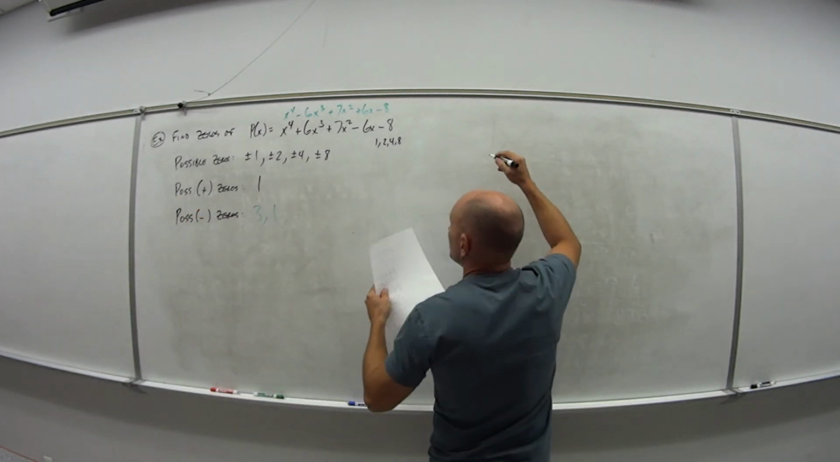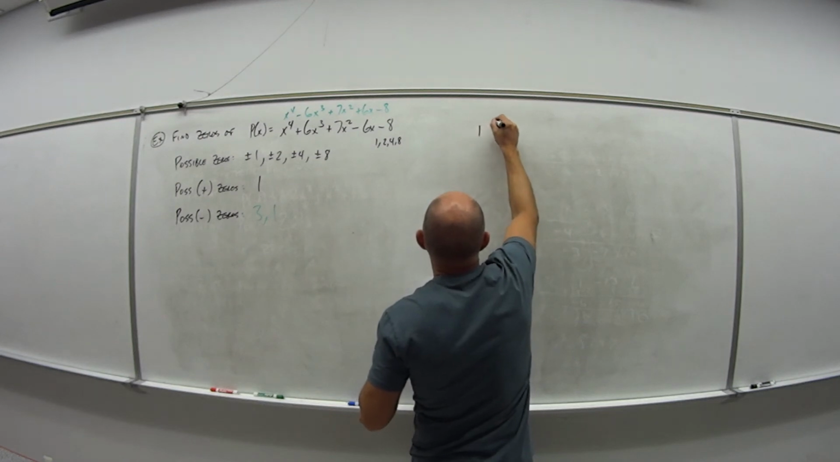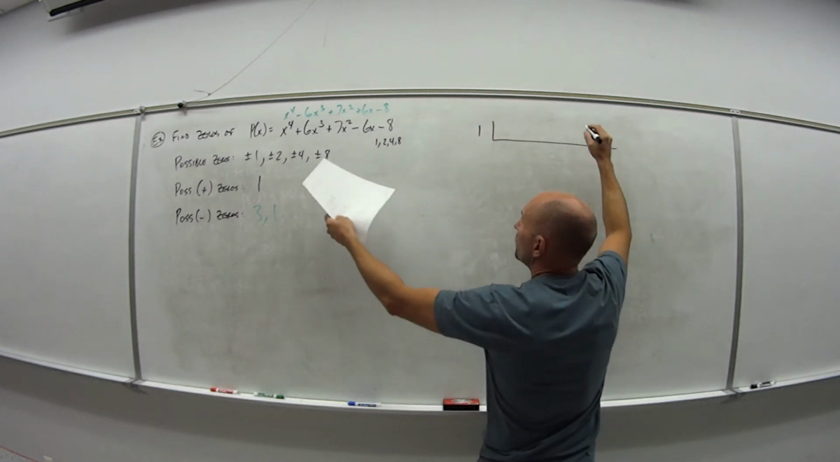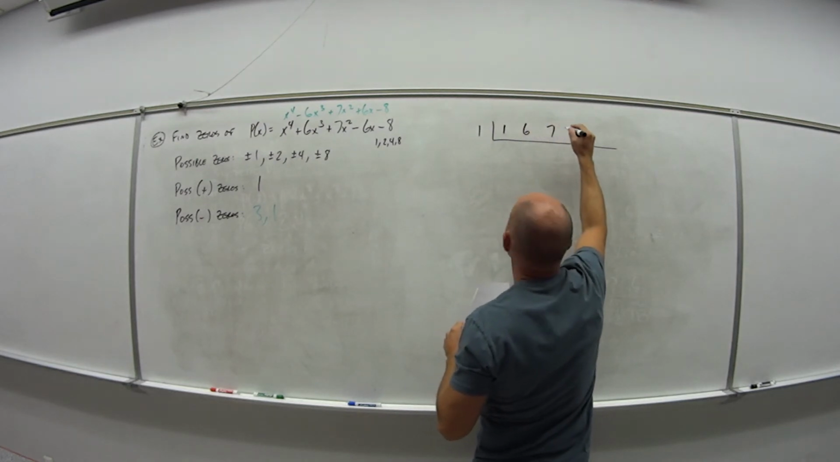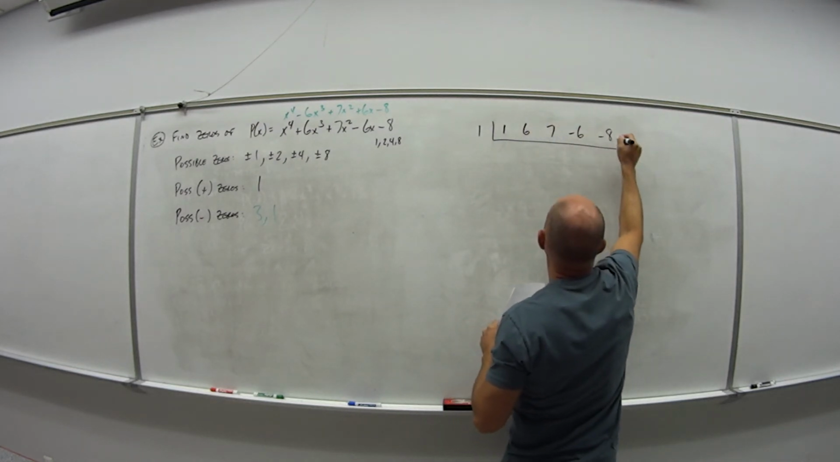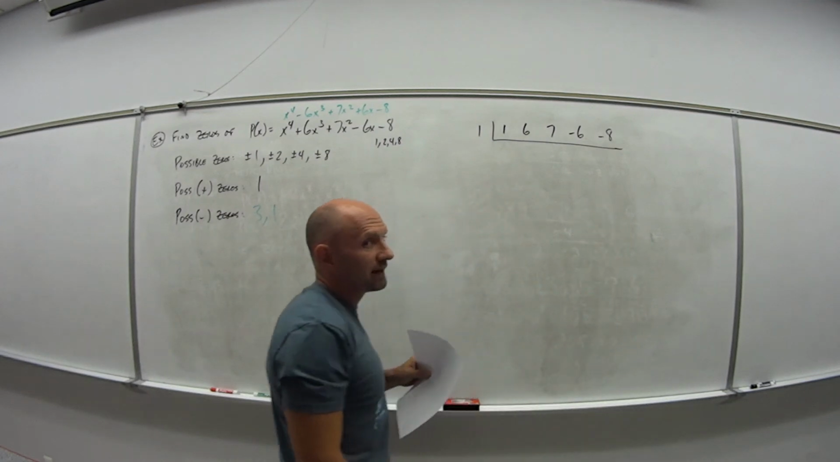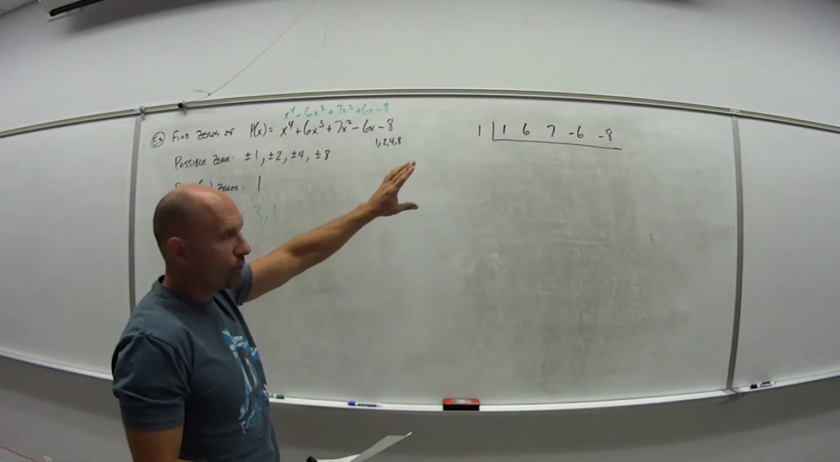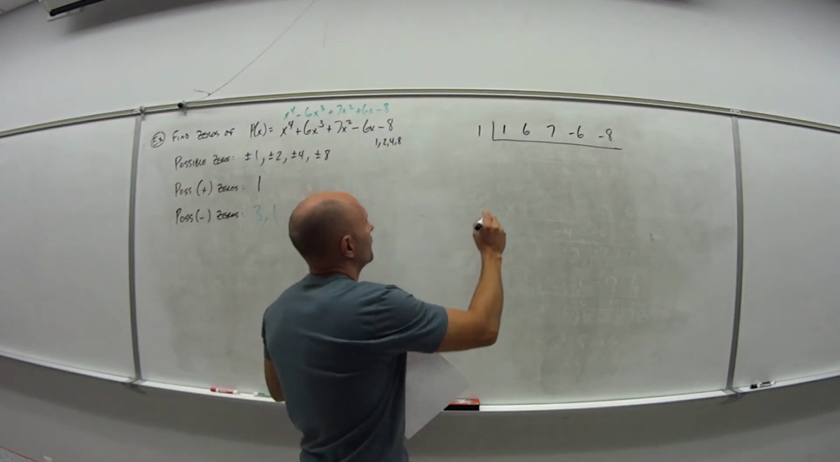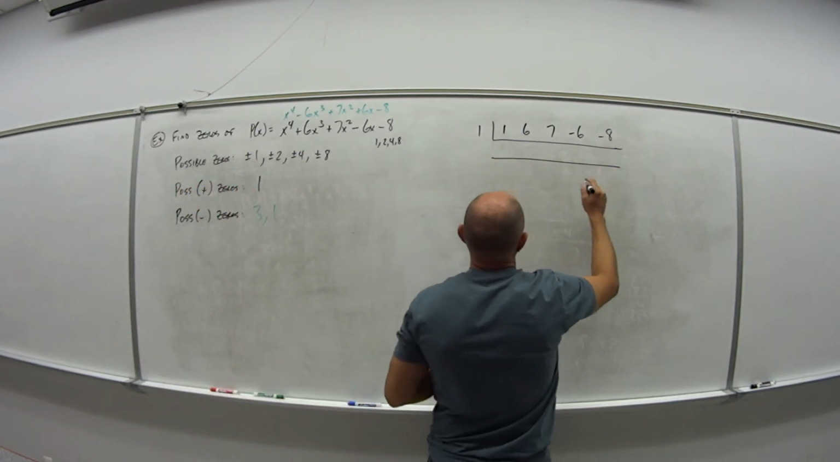So I'll start with positive 1. My coefficients are what? 1, 6, 7, negative 6, negative 8. Make sure if it's got a negative sign, you bring it along. Make sure if there's a term missing, you put in a 0. Got to be careful of all those things as you're doing this.